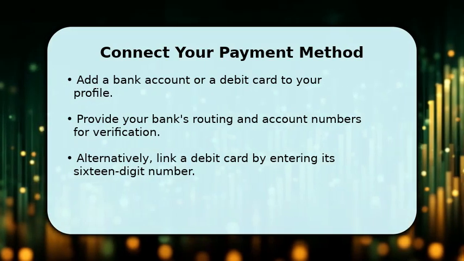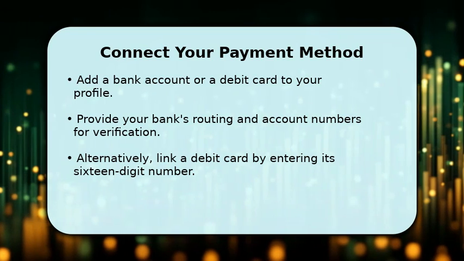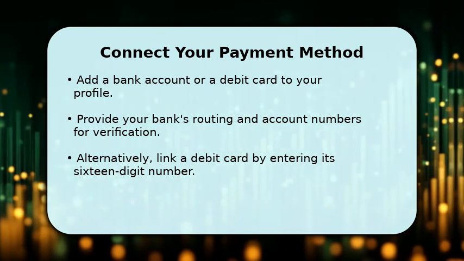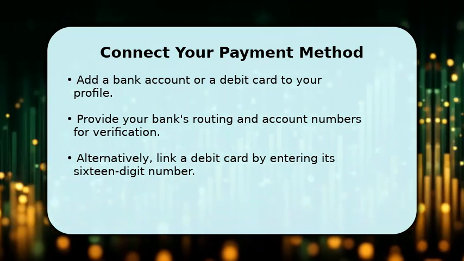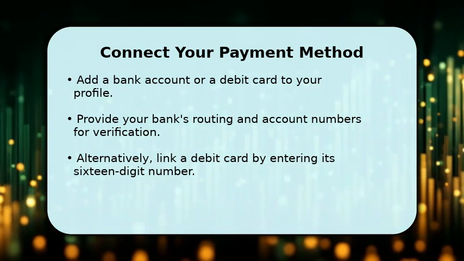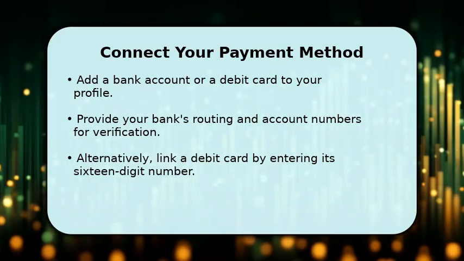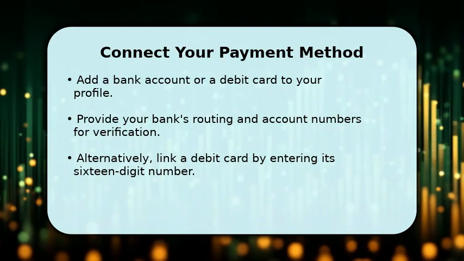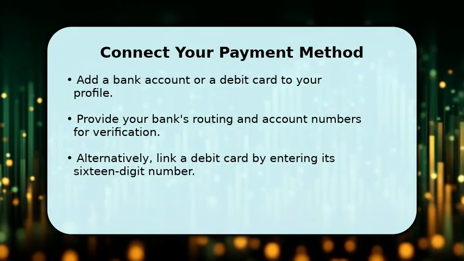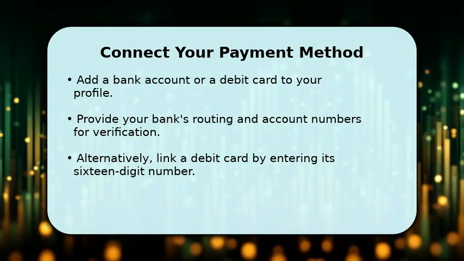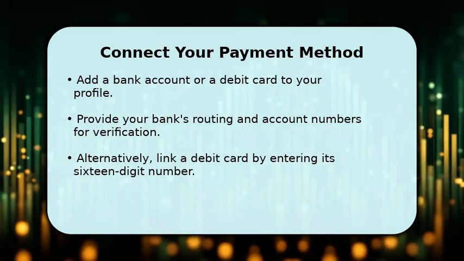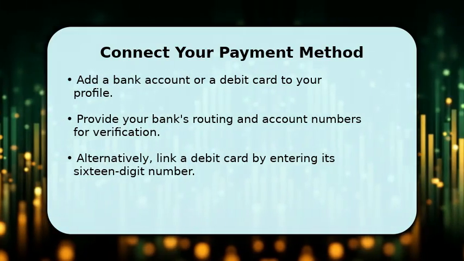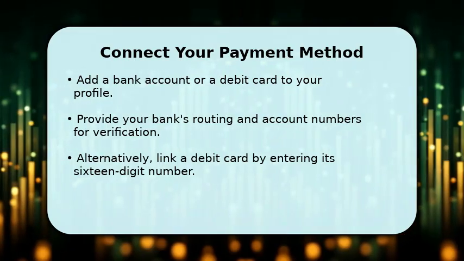Next, you will need to link a payment method to your Venmo account. You can easily add a bank account by providing your bank's routing and account numbers. Venmo will send 2 small deposits, typically less than 10 cents each, to verify your bank. Alternatively, you can link a debit card by simply entering its 16-digit number, expiration date, and security code. This step is crucial for sending and receiving money.